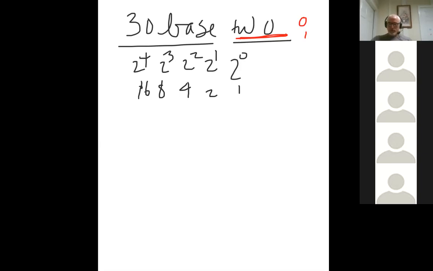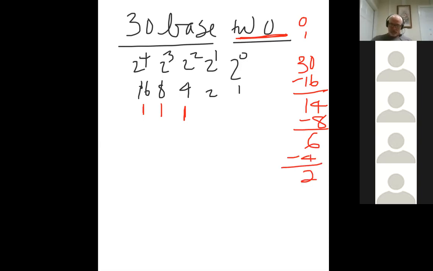So to create the number 30, we're going to need a 16. If you have 30, you subtract 16 from it. That leaves you with 14. So you go down to the next digit. We're going to need an 8. If you have 14, you subtract 8 from it. That leaves you with 6. Go down to the next digit. You're going to need a 4. If you have 6, you subtract 4 from it. That leaves you with 2. So we're going to need a 2. But we don't need a 1, so we're going to fill in a 0 there. So our answer is going to be 11110 in base 2.